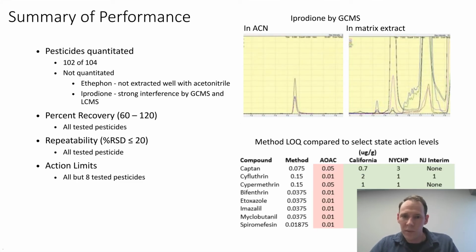So to summarize the performance of this method, there were 2 of the AOAC pesticides which could not be quantitated, and those were ethafon and aprodeon. So ethafon, I mentioned earlier, was an issue with the extraction solvent. Aprodeon I found to have a strong interference by both GCMS and LCMS.